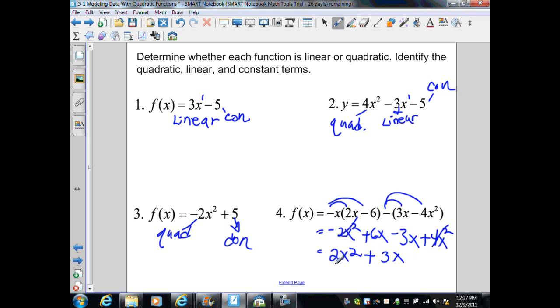Therefore, I have a variable term with an exponent of 2. Therefore, this is a quadratic function, and that is my quadratic term. And this is my variable term with an exponent of 1. Therefore, that is my linear term, and I have no constant term.